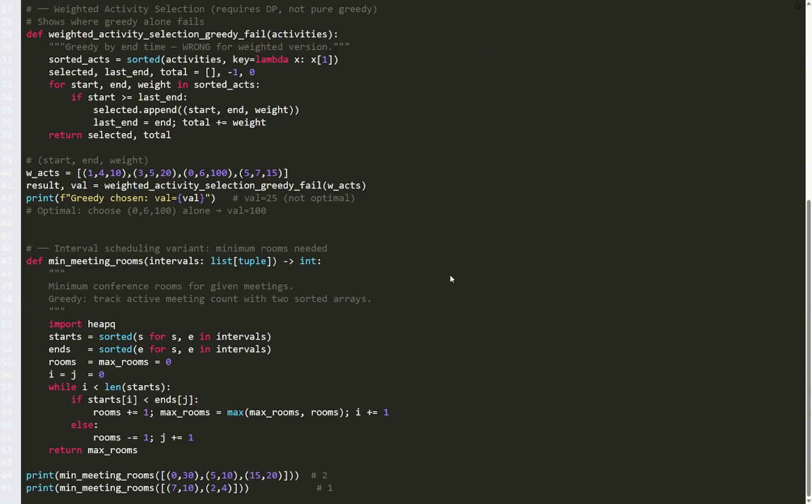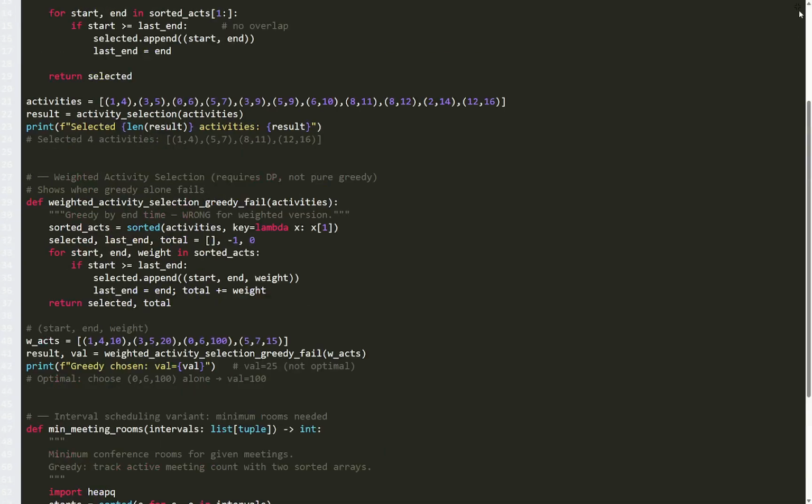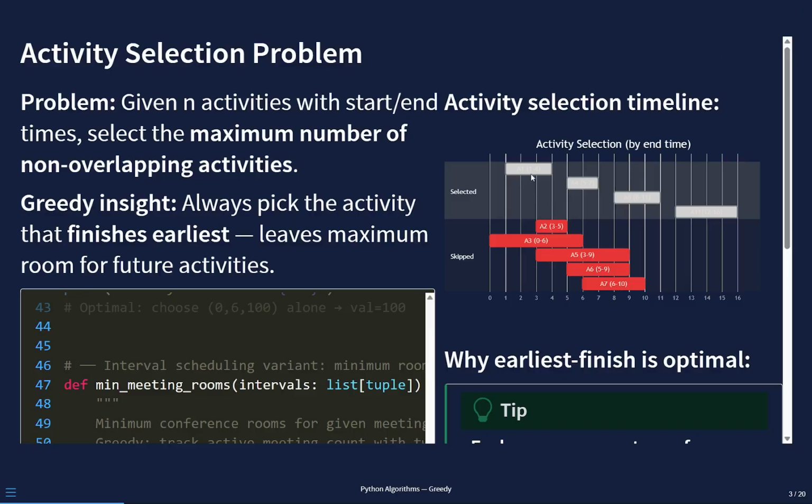The Gantt chart visualizes the result perfectly. 4 non-overlapping activities in green, 7 rejected in red. Notice that all 7 rejected activities overlap with at least one selected one. The greedy selection finds no gap to exploit.